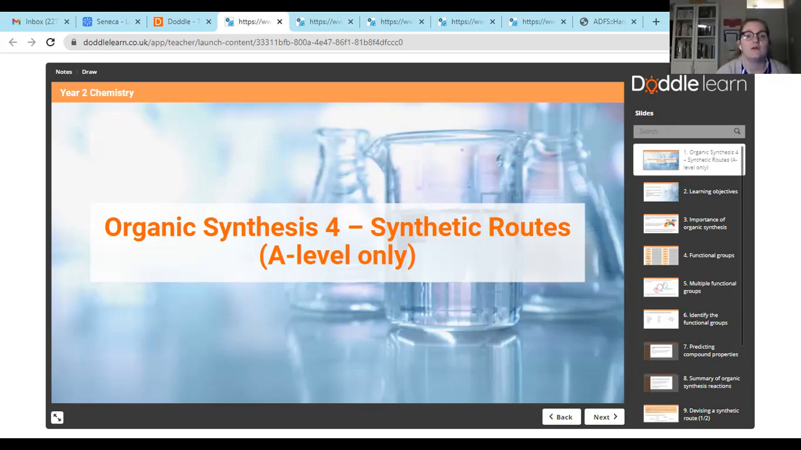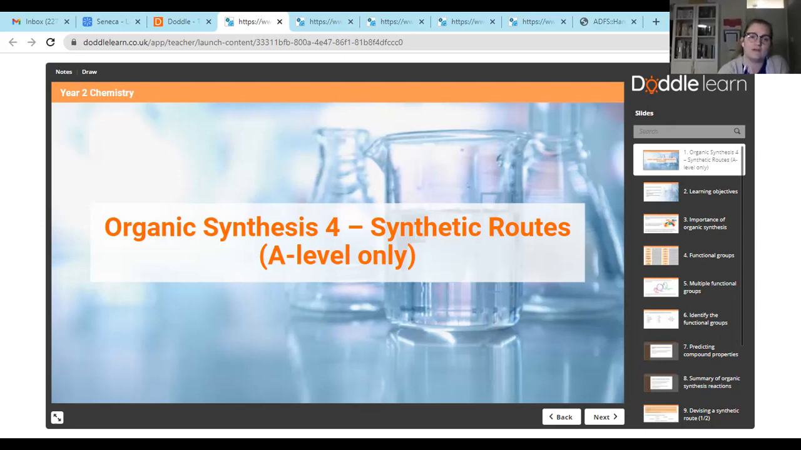Cis is when non-hydrogen groups or atoms are on the same side of the carbon-carbon double bond. Trans is when non-hydrogen groups or atoms are on the opposite side of the carbon-carbon double bond. For example, cis, they're on the same side. Trans, on the opposite side. Cis, same side. Trans, opposite sides.